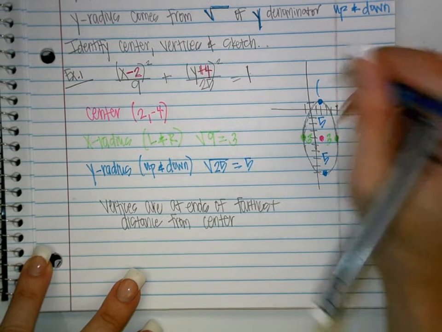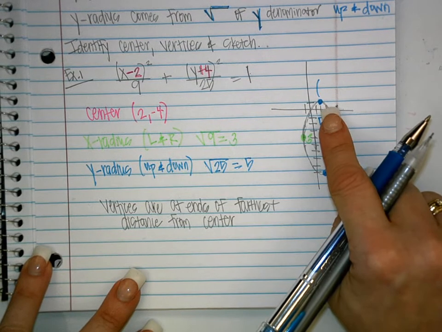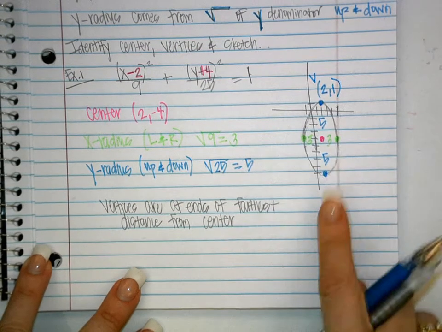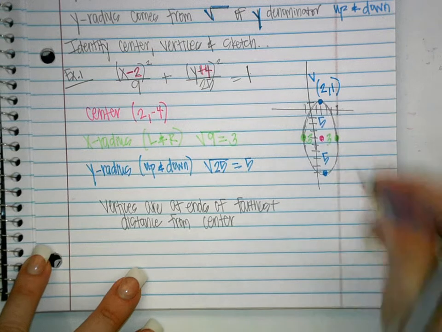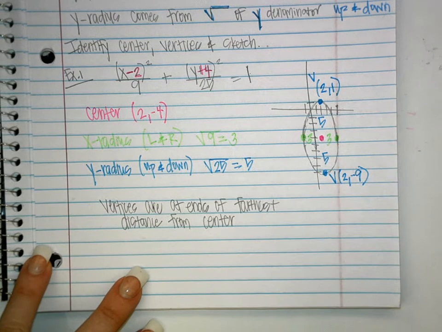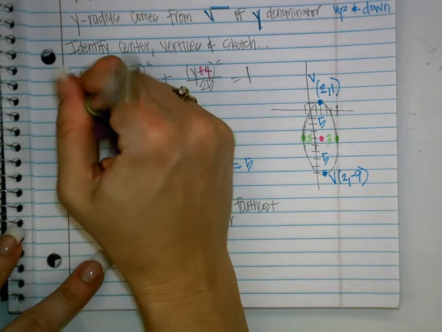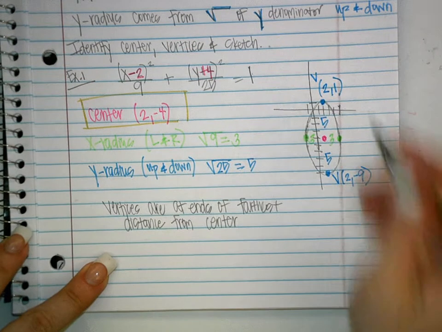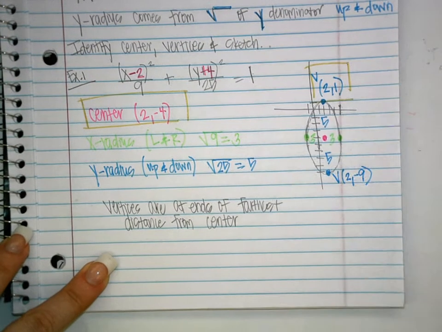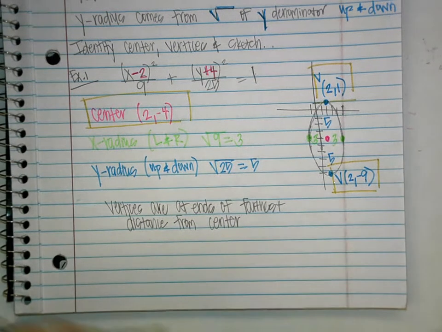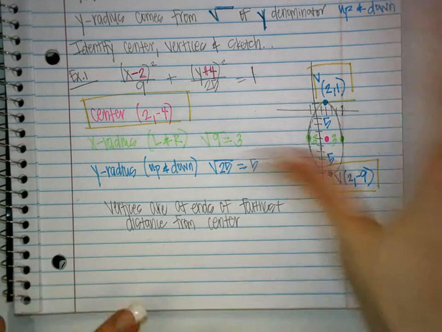So what point would this be at? Over 2, up 1. So this vertex is at 2, 1. This one is over 2 and down 9, so -9. So 3 different parts that you have to identify here. The first one is the center. So you identify the center. You also have to identify where the 2 vertices are. So one is at 2, 1, and one is at over 2, -9. This is your sketch. That's your answer.